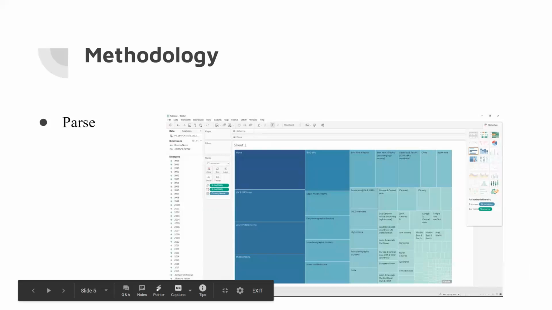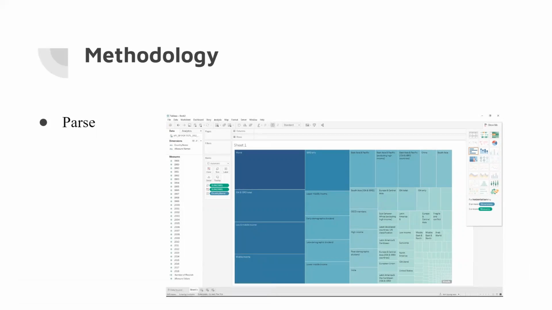Second is parse. Parse provides some structure for the data's meaning and orders it into categories. We use a tree map to categorize and see the percentage of each country, each level of income, and the region. So we can identify what we need and what is not necessary to use. Next.